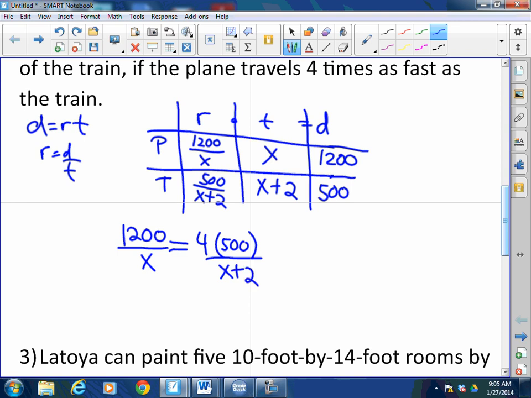Does that make sense? Okay, now I'm going to continue with this. I don't want to confuse you or anything, but you could have done this too. You could have said this was x, this was 4x, and then the time would have been 1200 over 4x, and the time for the train would have been 500 over x. You have to remember that the train took 2 hours longer than the plane, right? So then the train time equals 2 hours more than the plane time. You feel me?